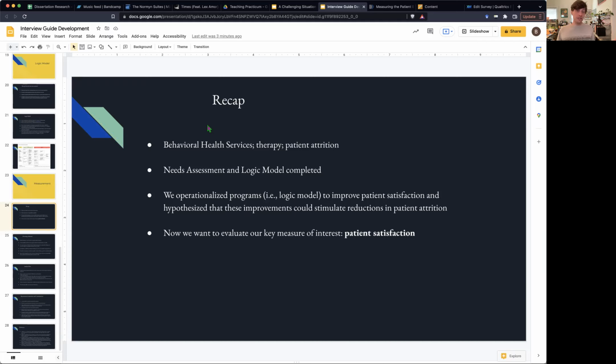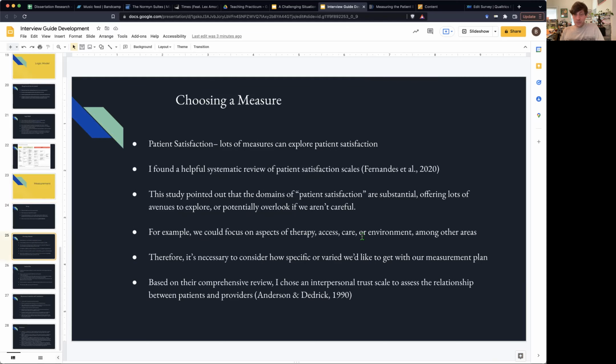So where we are now is that we want to evaluate our key measure, which we've decided is patient satisfaction, as we're hoping that that will instill improvements in their well-being and ultimately reductions in attrition. So that was a big step in choosing the measure, understanding what the outcome is that you want to assess. And in this case, patient satisfaction, there's a lot of different ways that you can actually look at it. And there's just a plethora of different measures that exist.